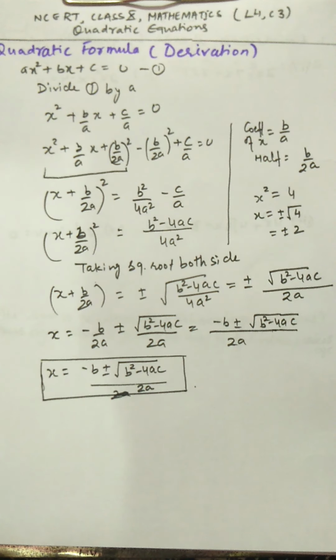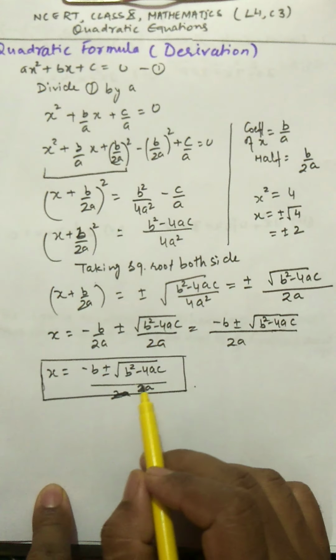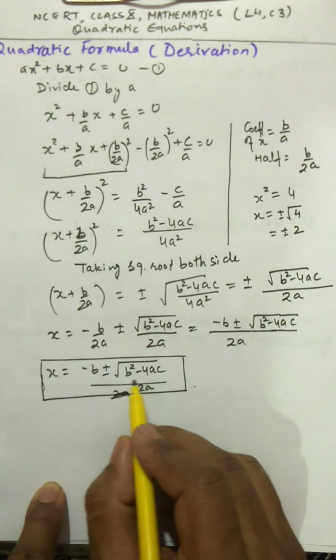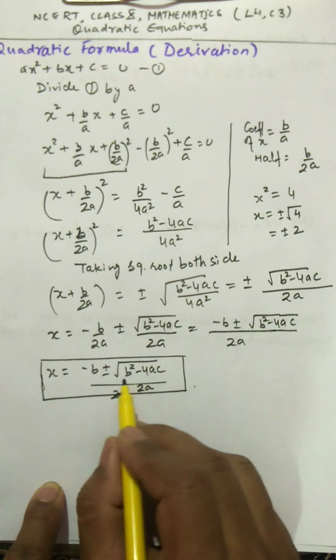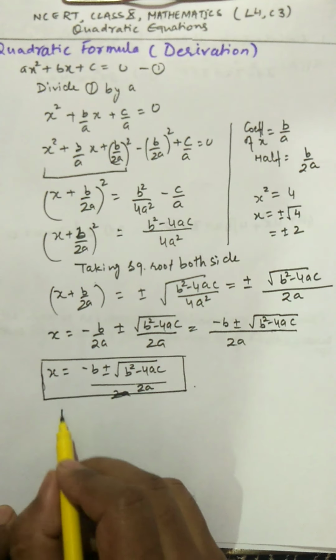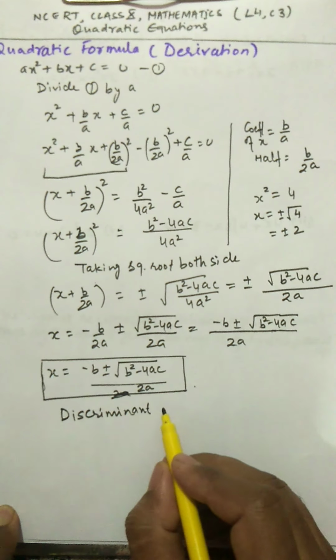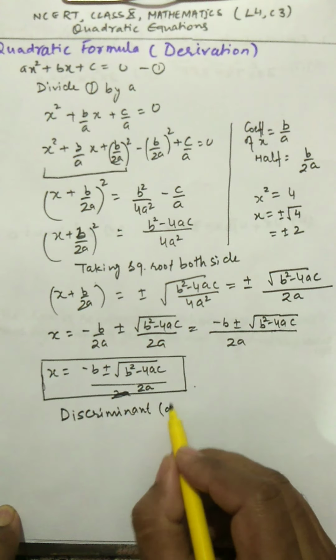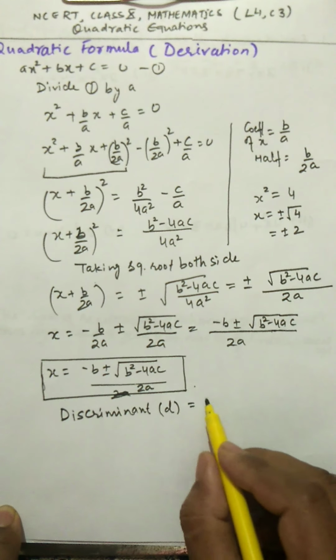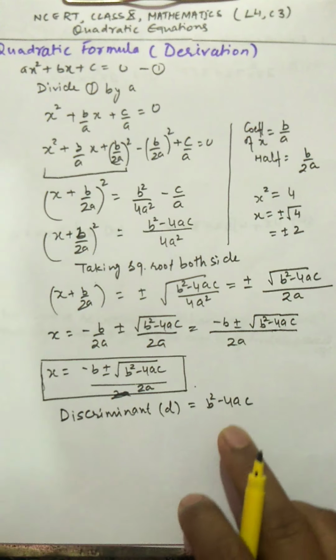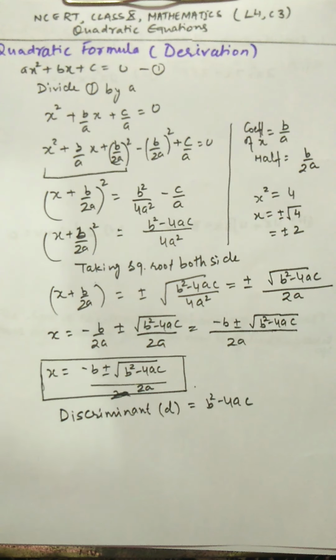So how is this going to be decided? It is actually based on this value, which is under root b square minus 4ac. So that value is actually called discriminant. This is called discriminant, and in short we write that as small d, and it is b square minus 4ac. So that discriminant is actually going to play a very important role in deciding whether the quadratic equation has two different roots, two repeated roots, or no roots at all.